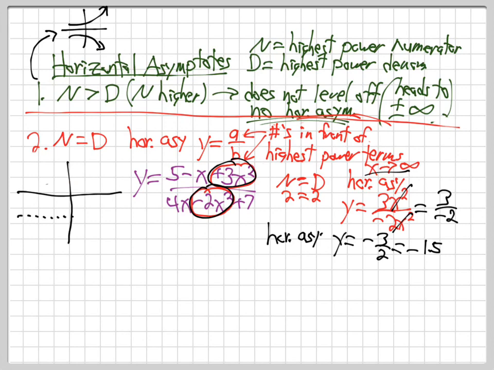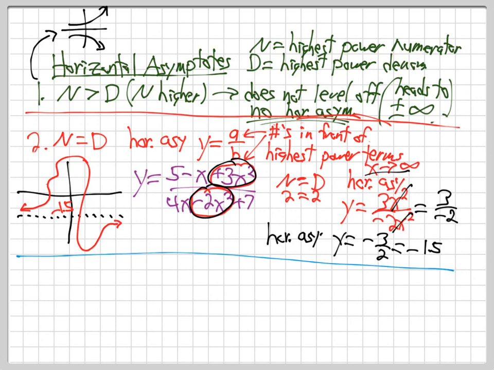At negative 1.5, there'd be a horizontal asymptote. So maybe the graph's up here, doing whatever, but it will come down, and maybe down here, whatever, but then it'll eventually level off at negative 1.5. That's what that means: horizontal asymptote at negative 1.5. So that's case 2. And now let's go finally to case 3.